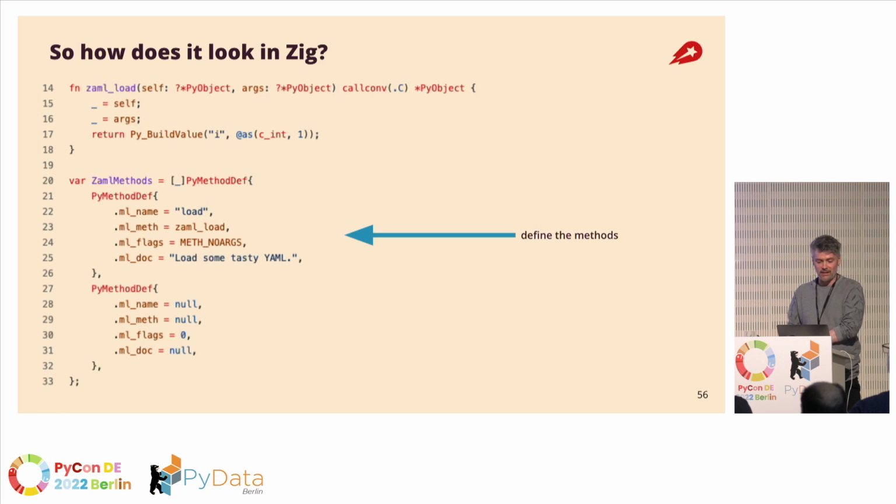Here again, it's very similar. We're just declaring an array of PyMethodDefs, again using the macro METH_NOARGS that Zig can use, and Python will understand that the load function doesn't take any arguments.